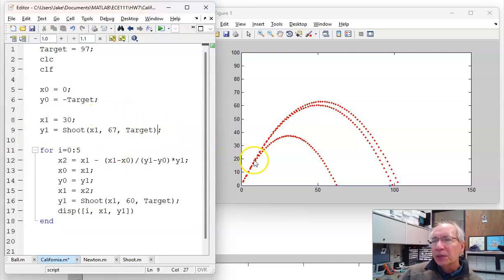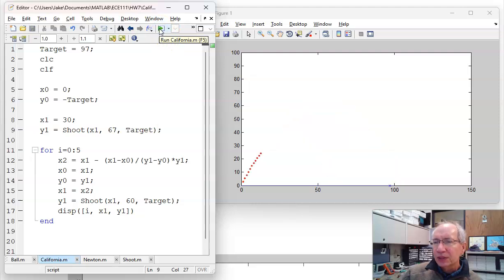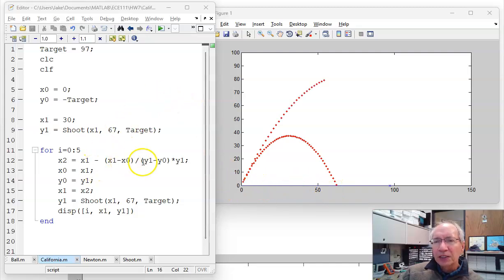So here's the secant method at work. I just take 2 guesses. I know that if my speed is 0, I'll miss by my 97 meters. Try 30, see where I hit. Then calculate the next point. So this is, I shoot at 30 meters per second. Ball comes down, and that's where I hit. Based upon those first 2 guesses and the error, calculate what the velocity should be. So there's my next guess.